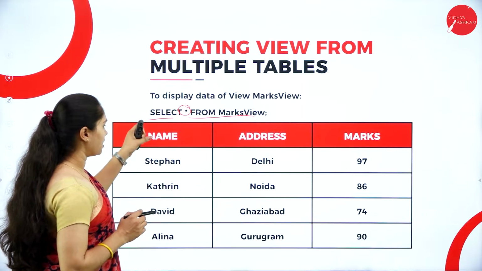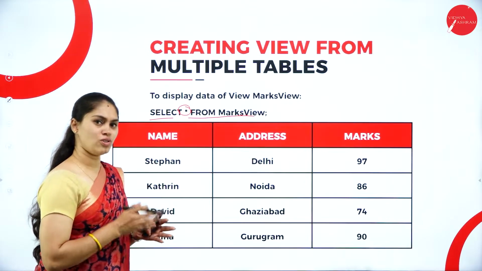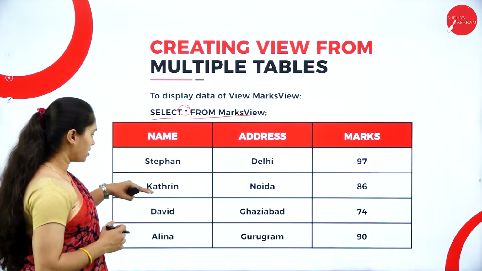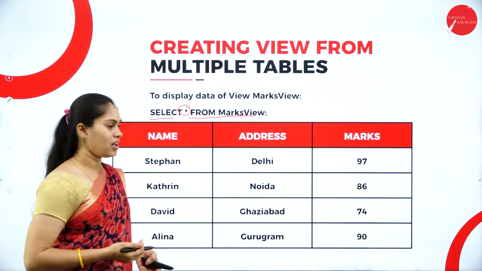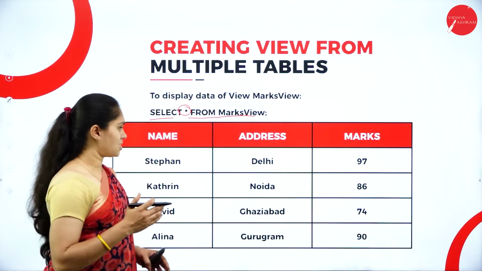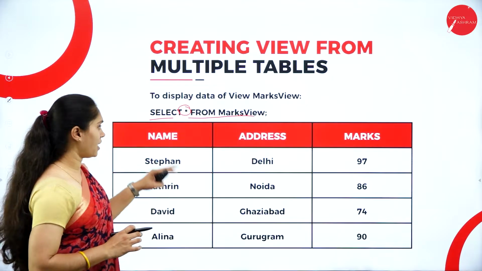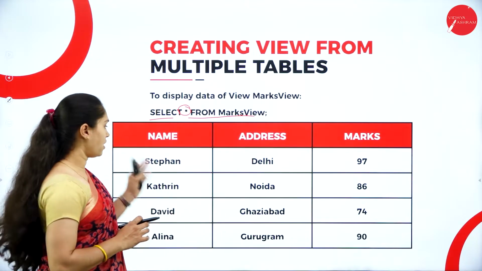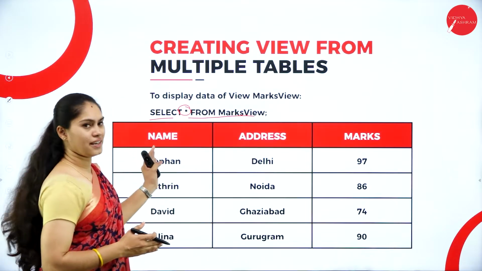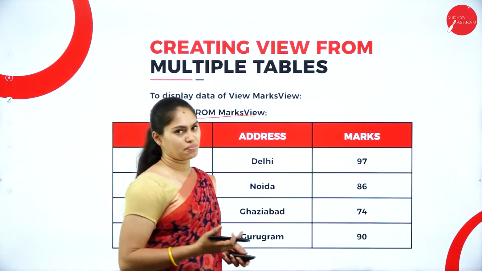So we are selecting the name, address as well as marks by combining those two tables together, and we are creating a view. So here you can see Stephen, Catherine, David and Alina. All these 4 students were there in both the tables. If you remember the previous table, there we had one more tuple called John. That John is not there in the student detail. That is why we are taking only those 4 students who are in both the tables, student details as well as student marks. This is how we can create a view from multiple tables.